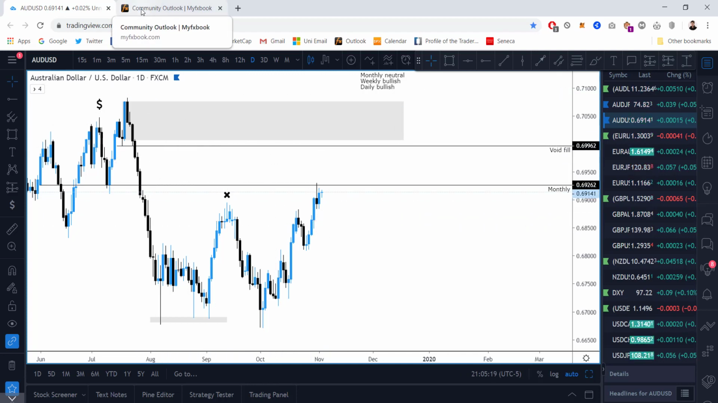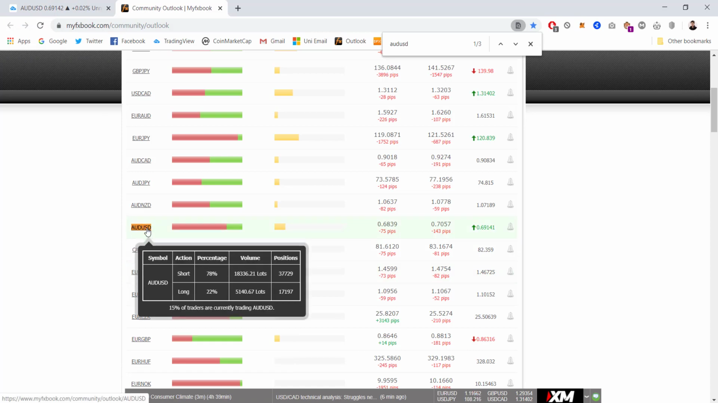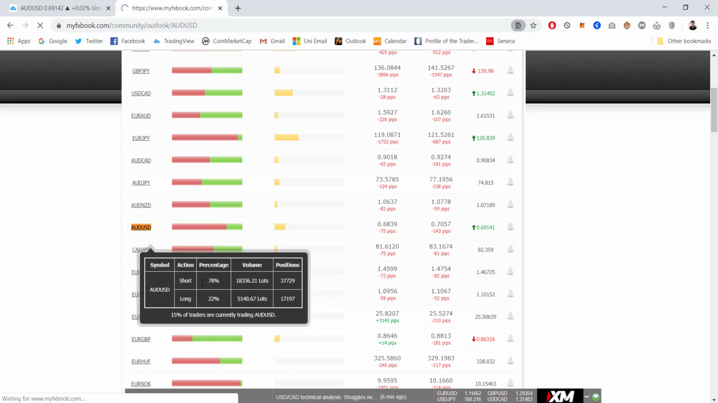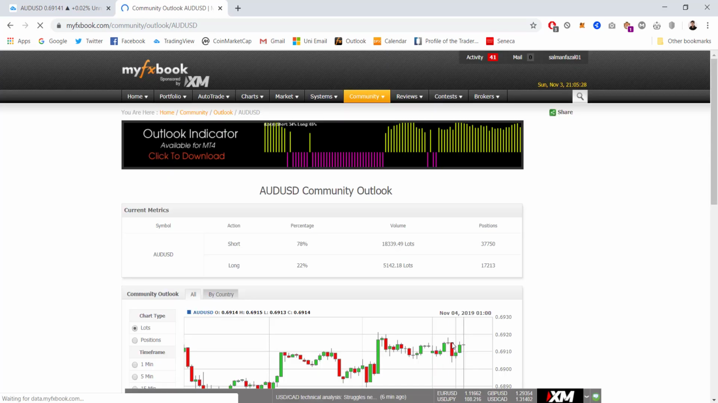Lower time frame. Oh, by the way, I forgot the market outlook. Look at this. For AUD/USD, almost 78 to 80%. Oh bloody hell, what happened? Shit. All right, so look at that. 78% of retail traders are actually going short on this market. So almost 80% are going short and just 20% are going long.